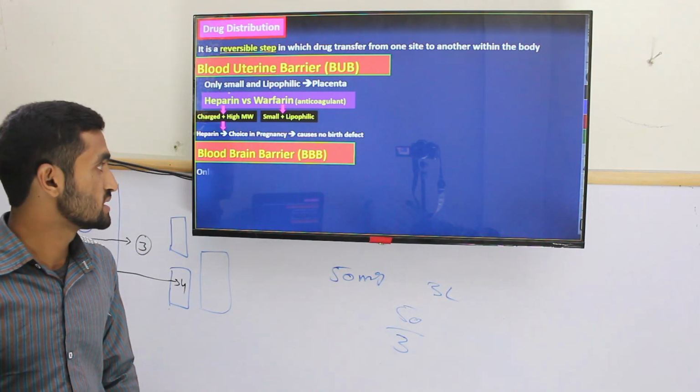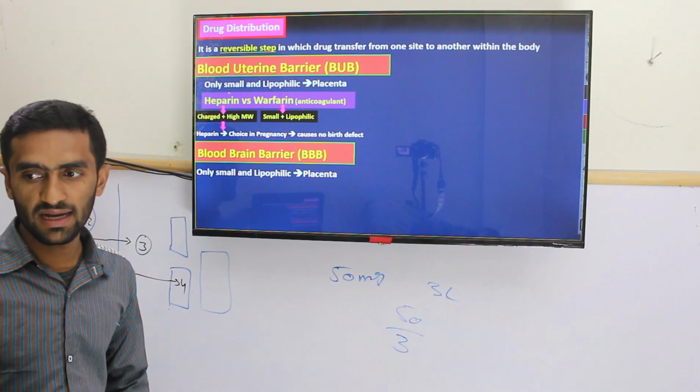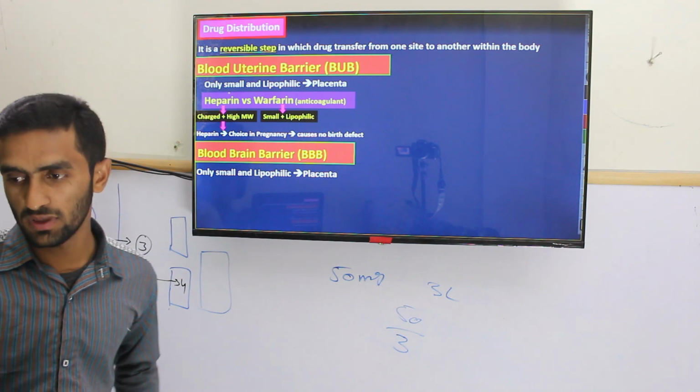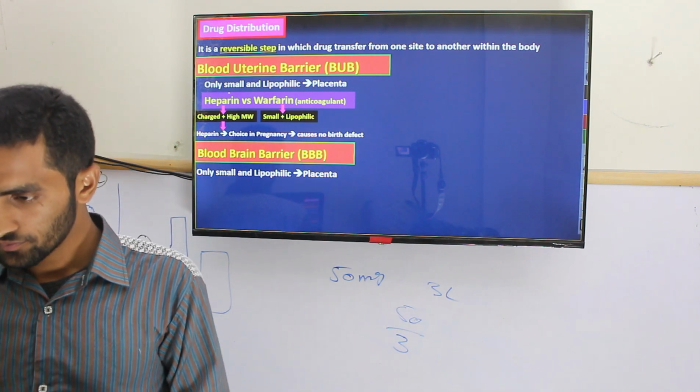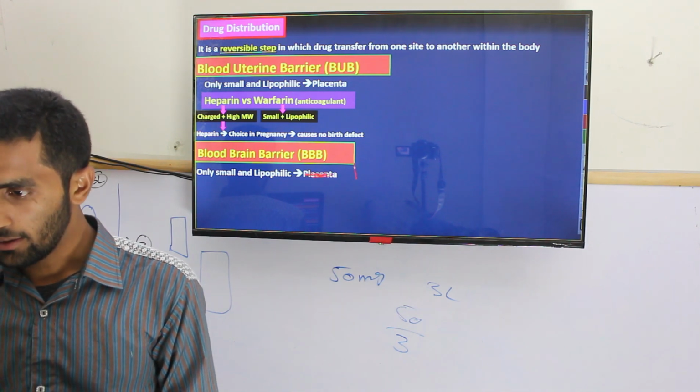Okay, so the same thing happens with the blood-brain barrier. Only small and lipophilic drugs go through, as they go to the placenta. I think it should be mentioned here: brain. Okay, brain.